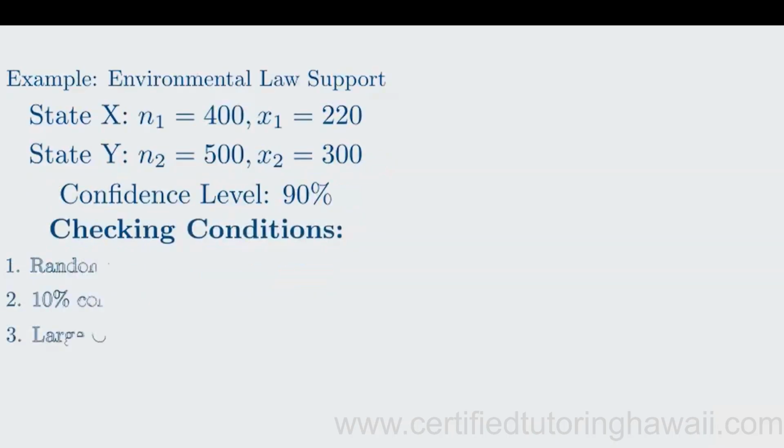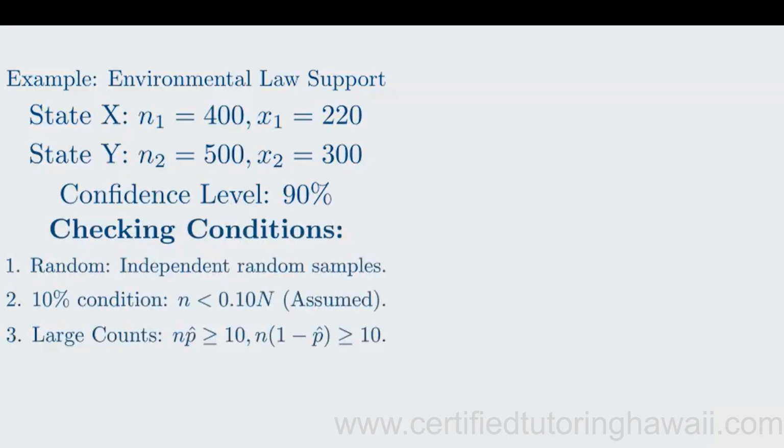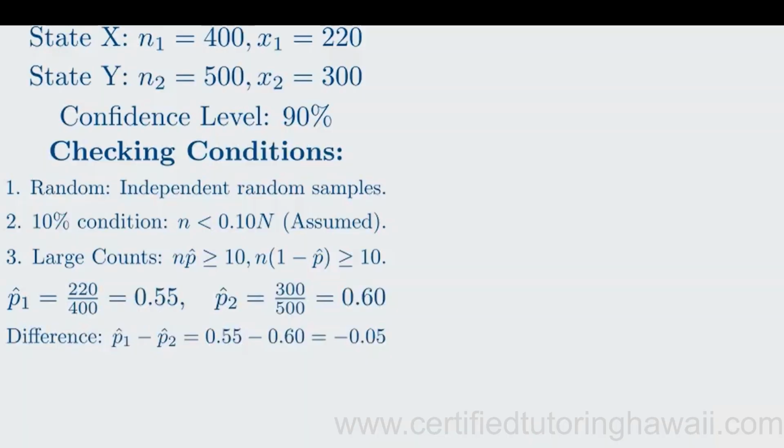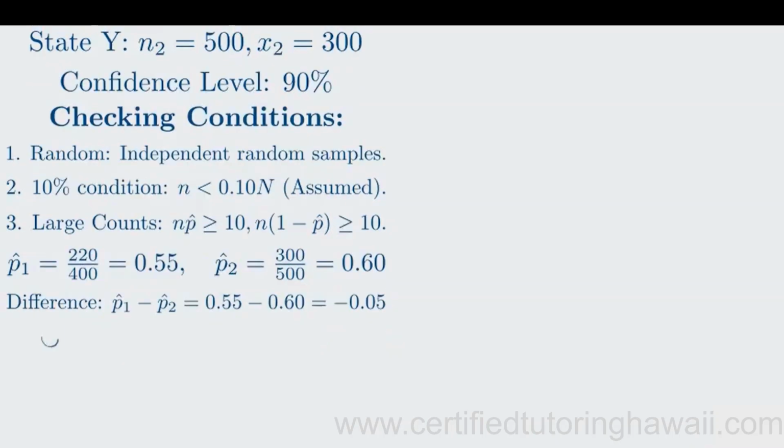The conditions are all met. We assume independent random samples, the 10% condition is likely true for both states, and the large counts condition holds with at least 10 successes and failures in each group. Now, let's find our point estimate. The difference in our sample proportions is negative 0.05. This means in our samples, State Y had a higher proportion of support than State X. For a 90% confidence level, we use a z-star of 1.645.